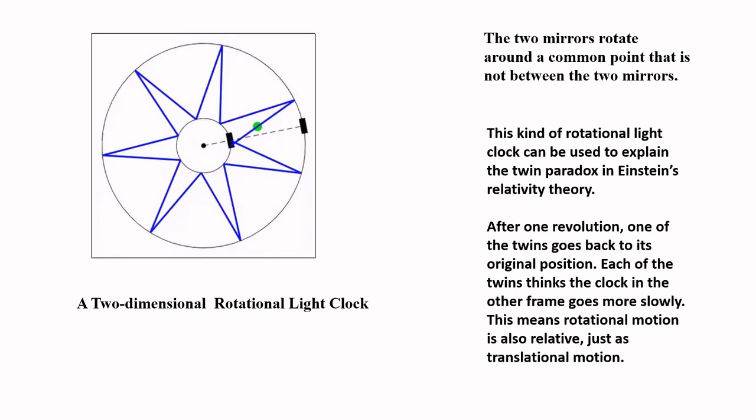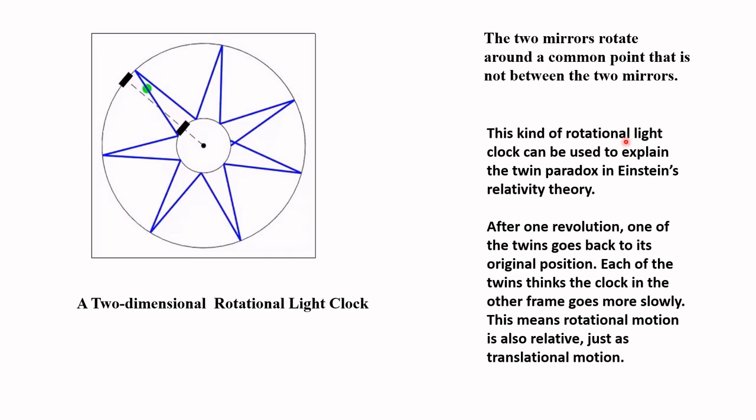This video shows a 2-dimensional rotational light clock. The 2 measures rotate around a common point. It's called the center. The center is here, and the center is not between the 2 mirrors. If it is between the two mirrors, it is called the spinning light clock, not a rotational light clock here.